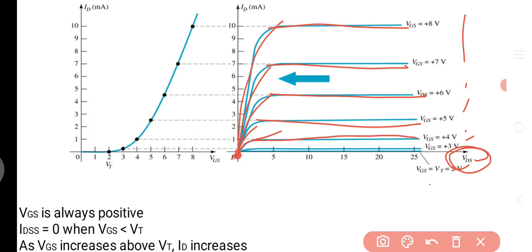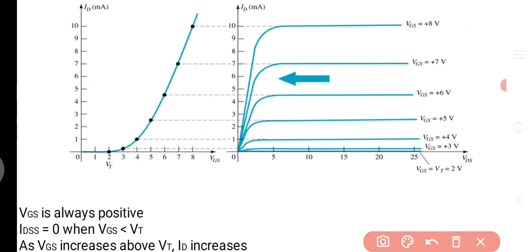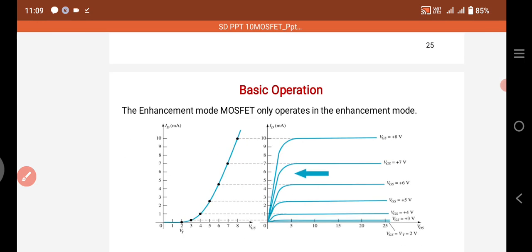That means in enhancement mode of operation, when VGS is less than VT, the threshold voltage, then ID is equal to 0. When VGS increases in the positive direction, greater than VT, ID will increase. Next, when we increase VDS, ID maintains a constant current. This constant current is called the saturation current. This is the transfer characteristics of an enhancement mode MOSFET.